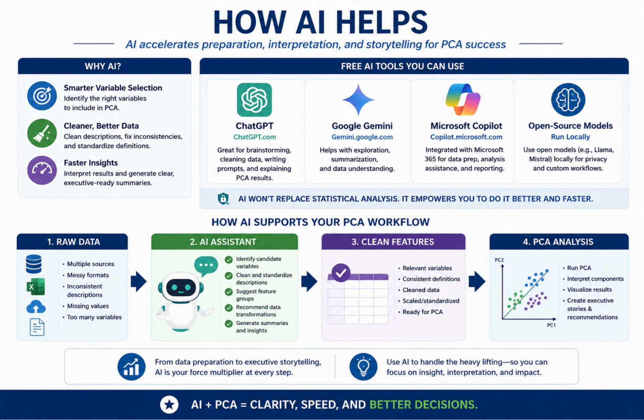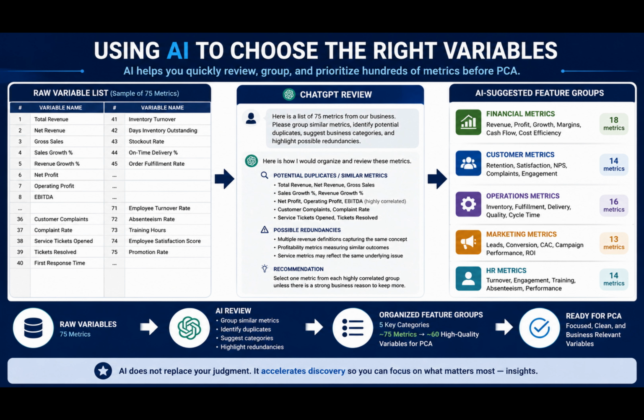Think of AI as a force multiplier throughout the PCA process. Let's start at the beginning of the workflow and see how AI can help identify the right variables before PCA even begins. Using AI to choose the right variables. Before running PCA, we need to decide which variables belong in the analysis. This is where AI can save a tremendous amount of time.